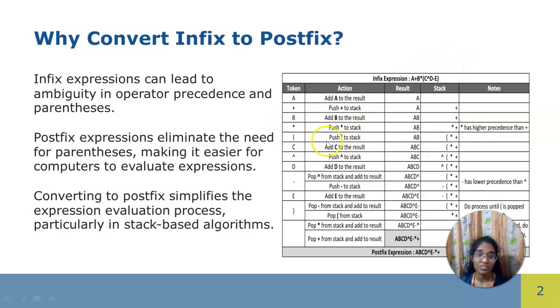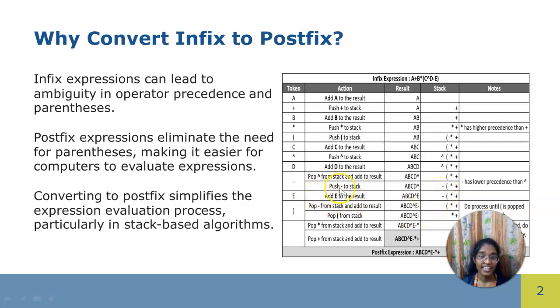Now the open parenthesis we push onto the stack. C is an operand, so we add it to the result, and power is an operator, so we push it onto the stack after checking which has higher precedence. D is an operand, so the result becomes A B C D. Now there is a minus, subtraction, which has lower precedence than power, so we need to push it onto the stack.